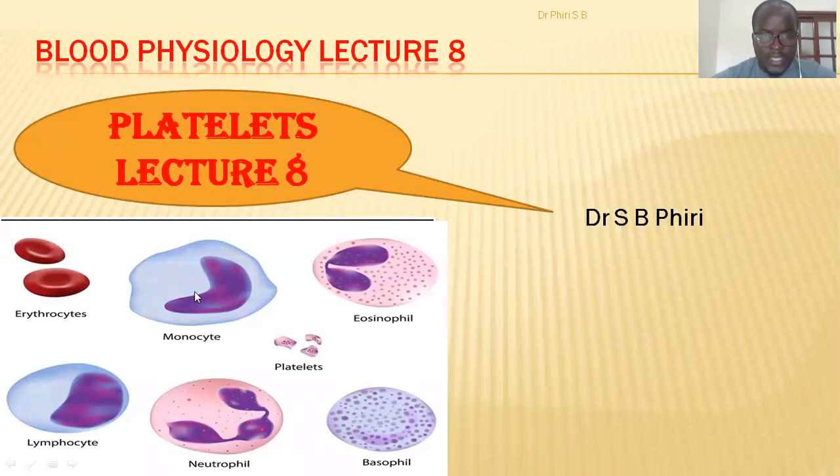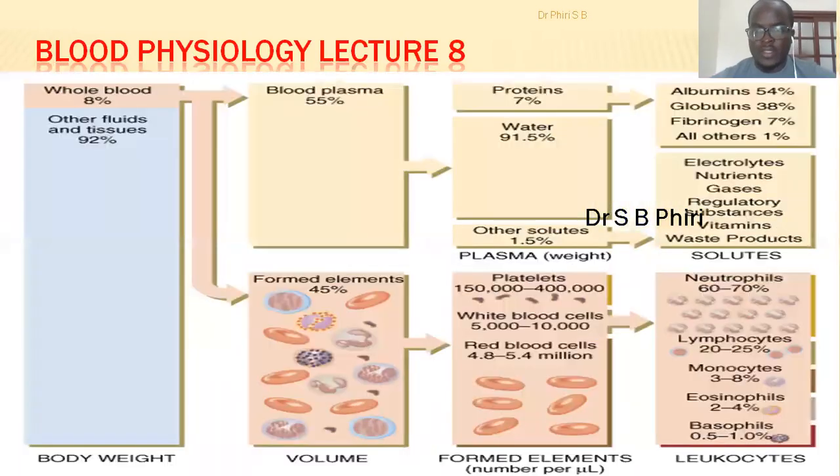The other formed elements we've already discussed, the processes in which they are produced, and also disorders associated with red blood cells and white blood cells. Today we're just looking at platelets. You can see that platelets are smaller than any other blood cells. They are not basically referred to as cells, but cell fragments, because the megakaryocyte is the one that will produce the platelets. They are more like fragmentations of the megakaryocyte, so they are called cell fragments, not necessarily cells.